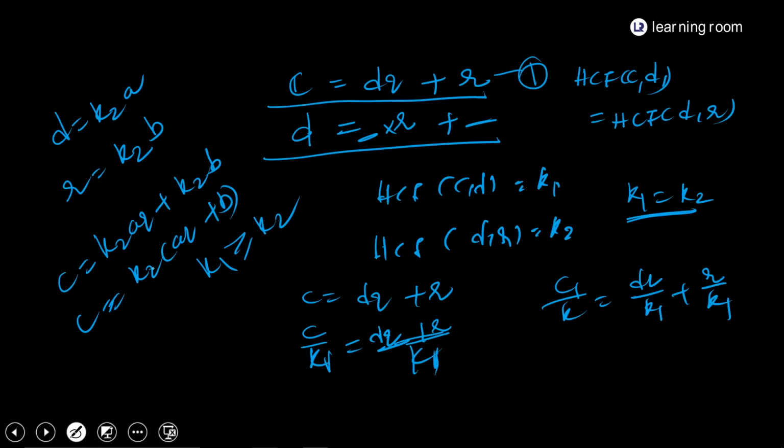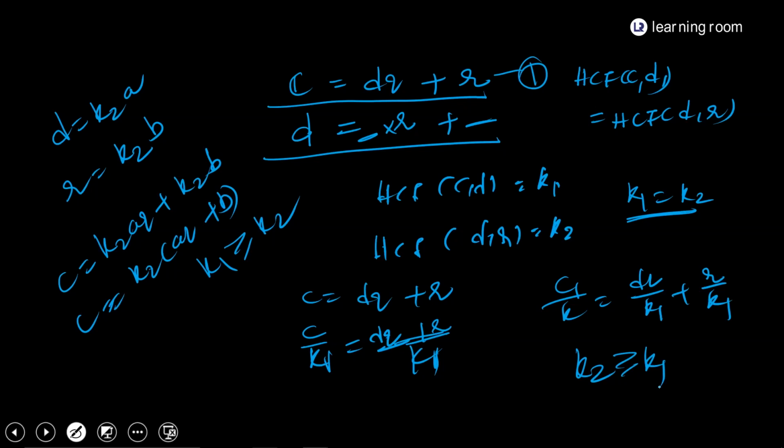So from here, K1 is a factor of D and R. But K2 is the highest common factor. So K2 must be greater than or equal to K1, right? K1 is a factor of D and R, that we know. But what is the highest common factor of D and R? K2. So K2 must be greater than or equal to K1. So from these two identities we can say that K1 is equal to K2.